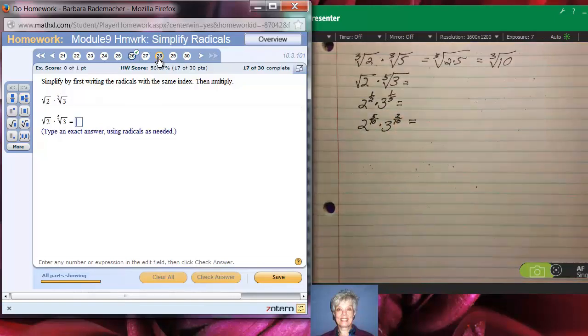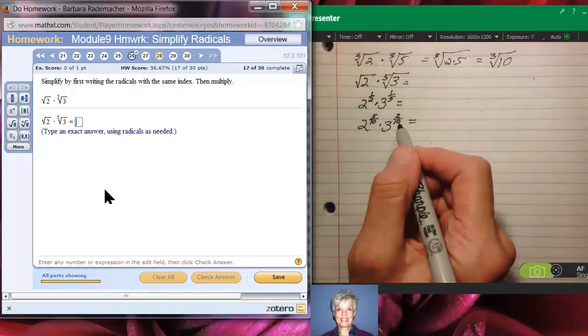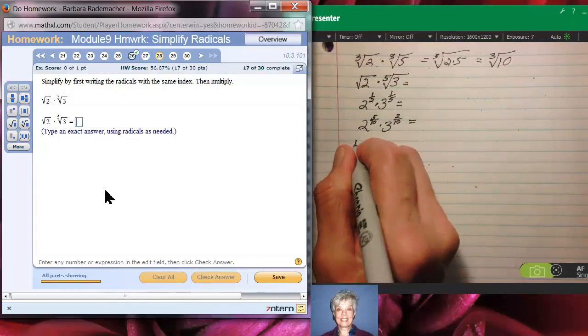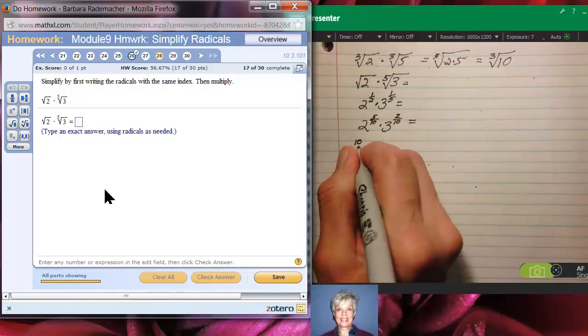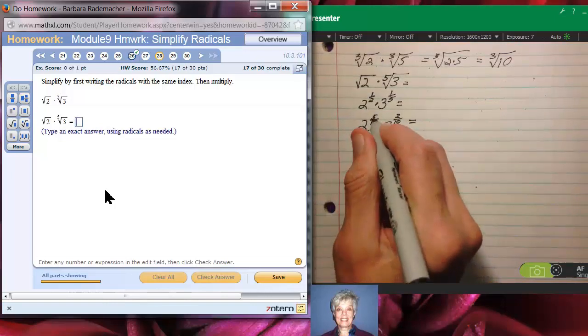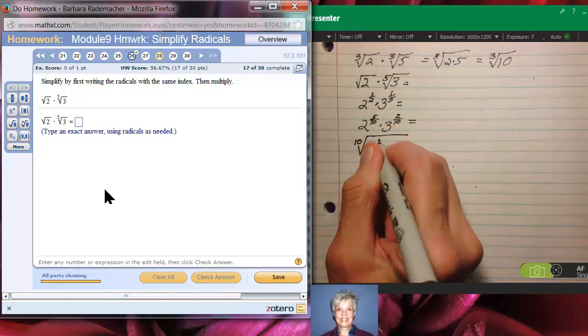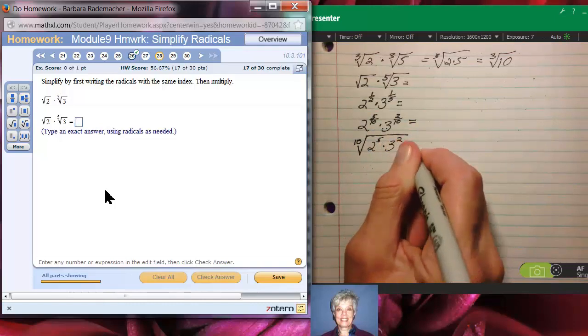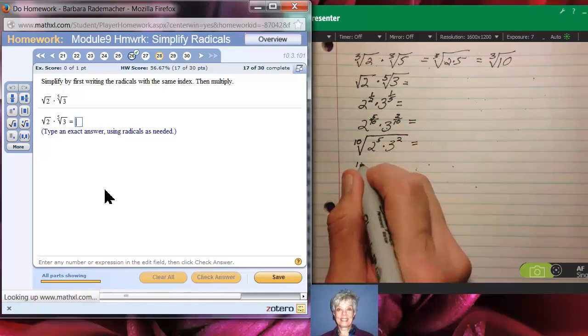Now watch what I do. Watch carefully. We're now going to go back to radical form because this says we should use radicals in our answer. With denominators both 10, I can pull that 10 out to be the index, and then I'll have 2 to the 5th power times 3 to the 2nd power. That will be the 10th root.